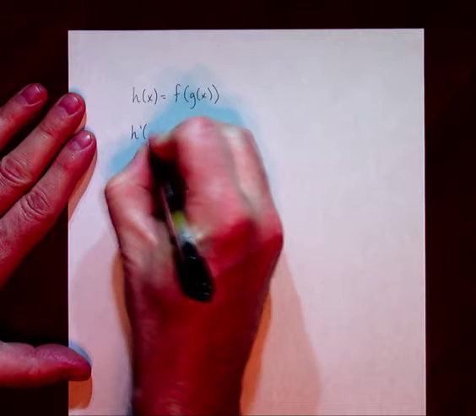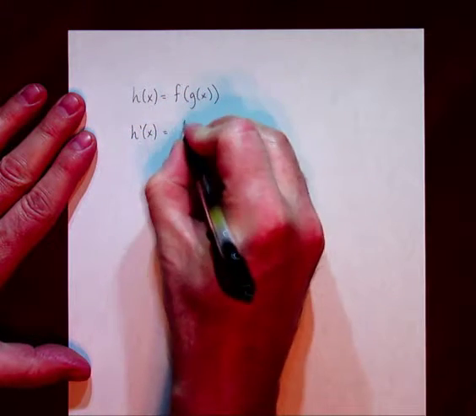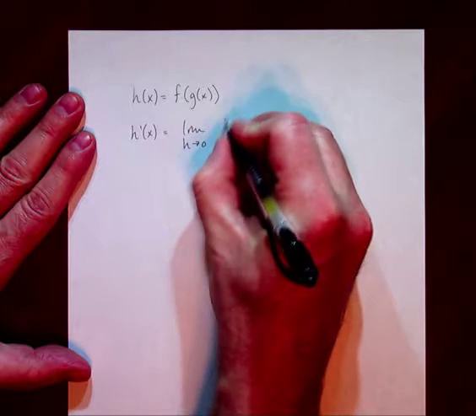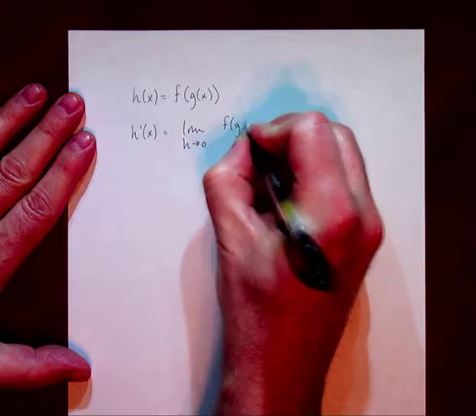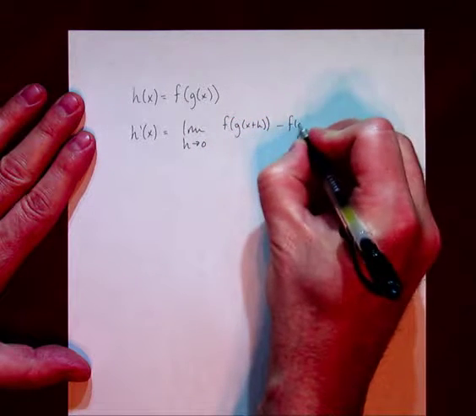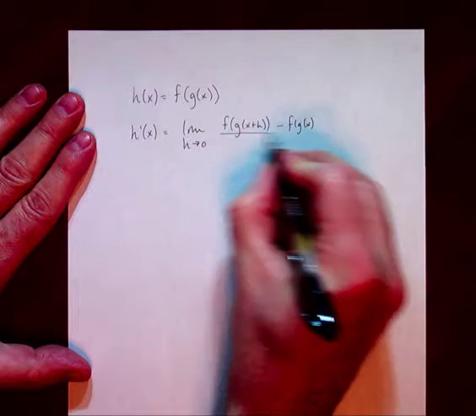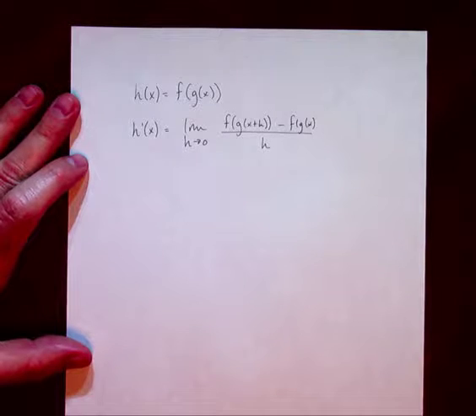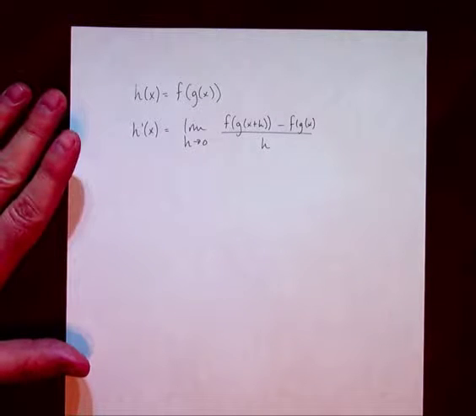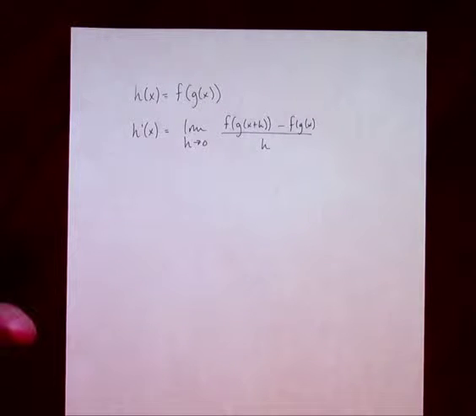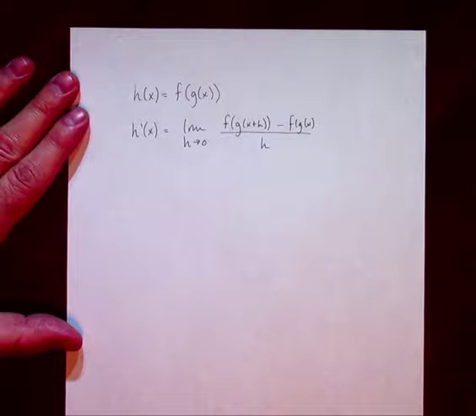Then by limit definition, h prime of x is the limit as h approaches 0 of f of g of x plus h minus f of g of x, all of that over h. Now, unlike the combination functions, this is going to be a little more difficult. And so some of it may not make perfect sense, but I'm going to try and go slow and deliberately so that things are clear.